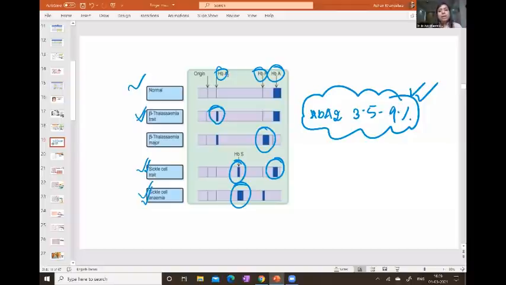So that's a very, very important image which I'm predicting can be asked in future FMG exams or even in NEET or AIIMS exams, correct?